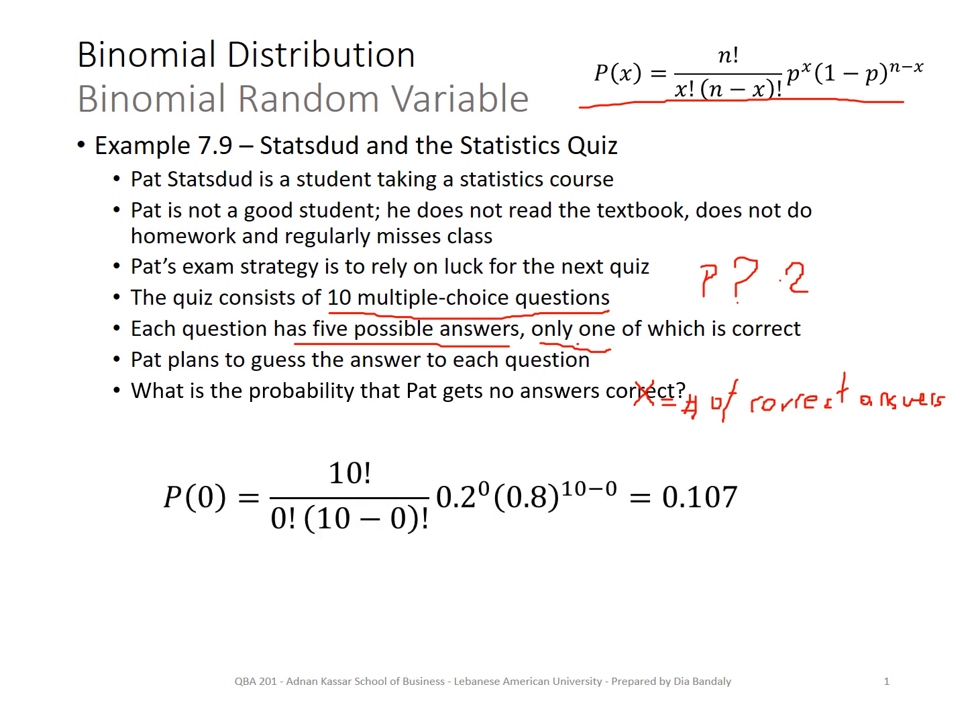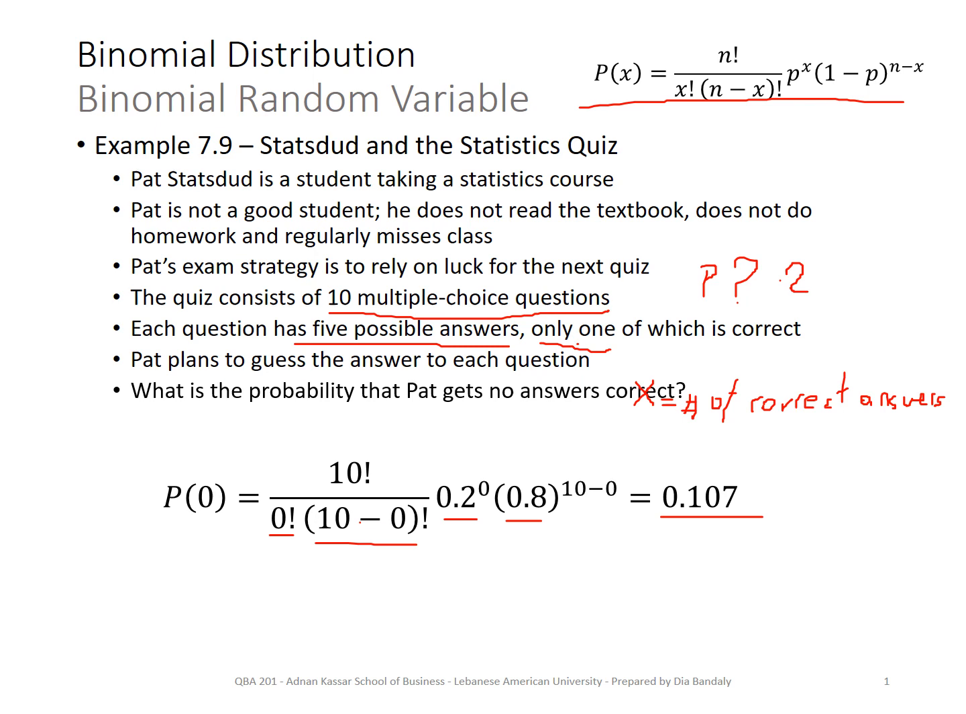So here we go. P of 0 is 10 factorial over 0 factorial, 10 minus 0 factorial, times 0.2 to the power 0 because it's p to the power x, which is 0 in this case, times 0.8 to the power 10 minus 0, which means 0.8 to the power 10. And we'll have an answer of 0.107. I strongly advise you guys to practice this, especially the factorials and power here on your calculator so that you can get ready for the exam.